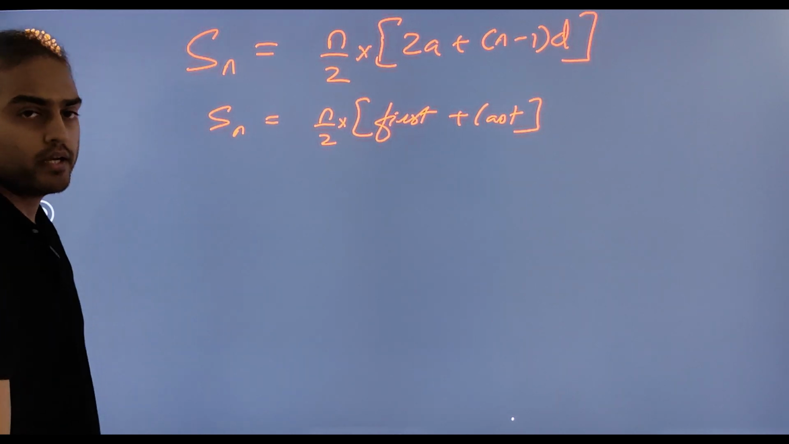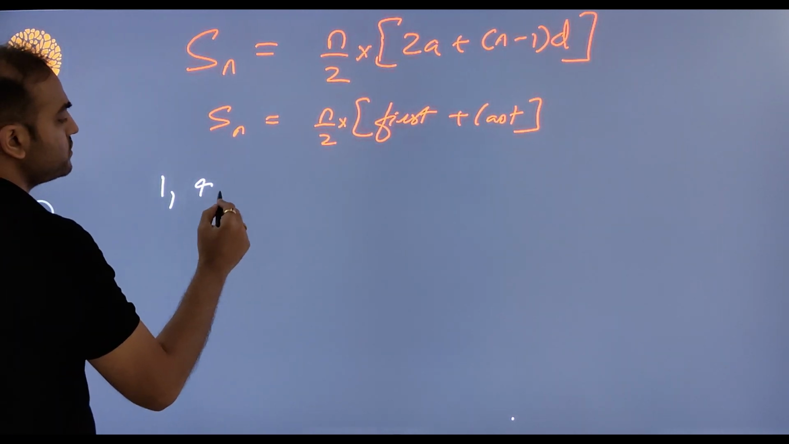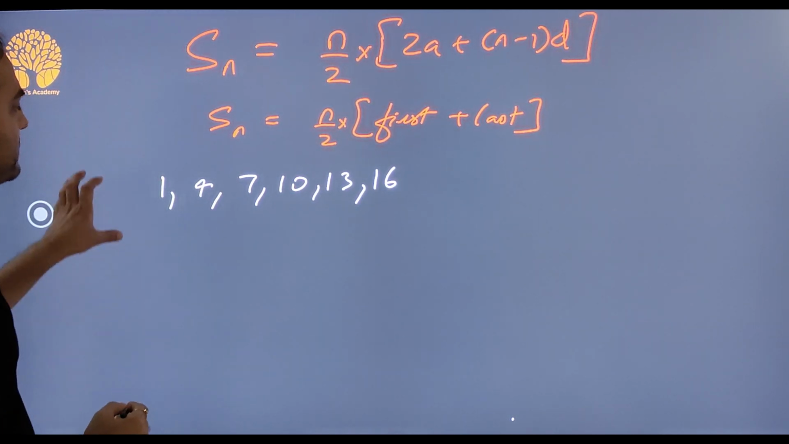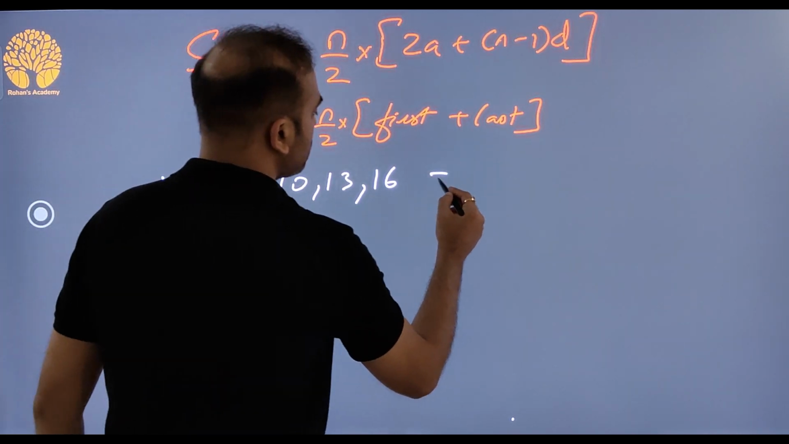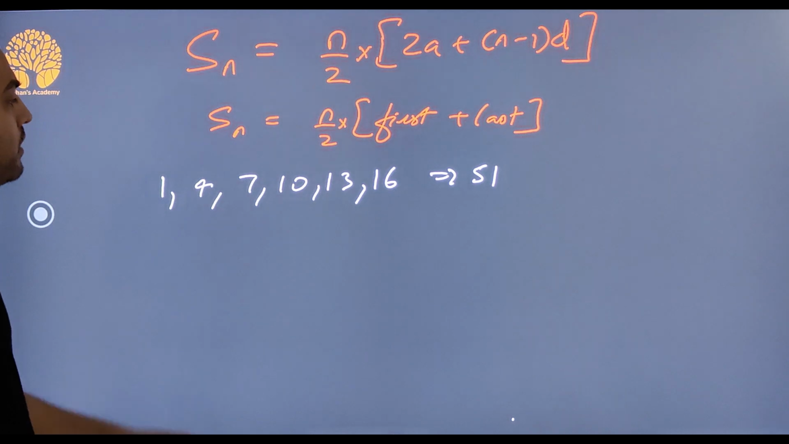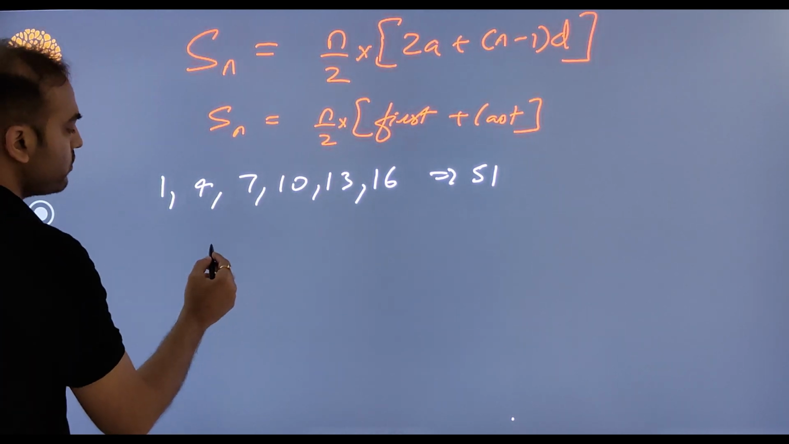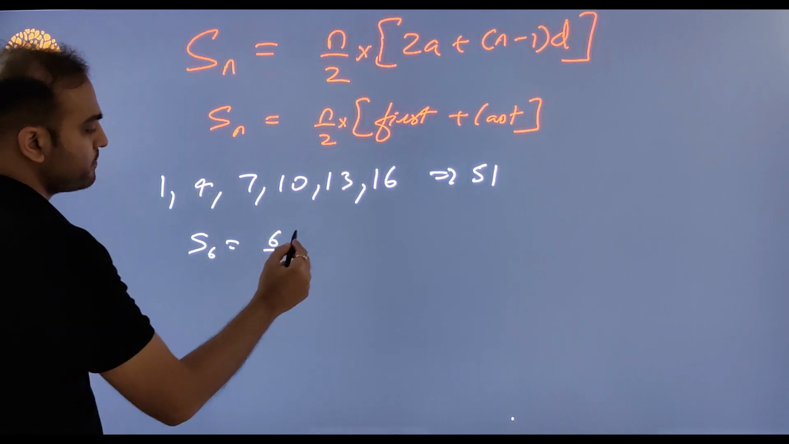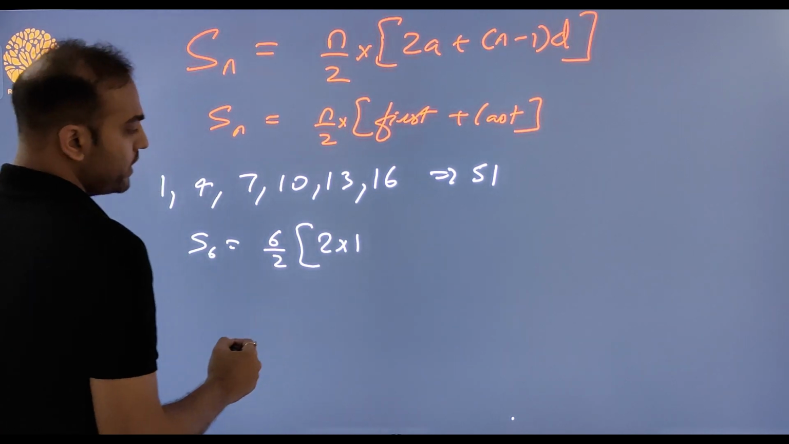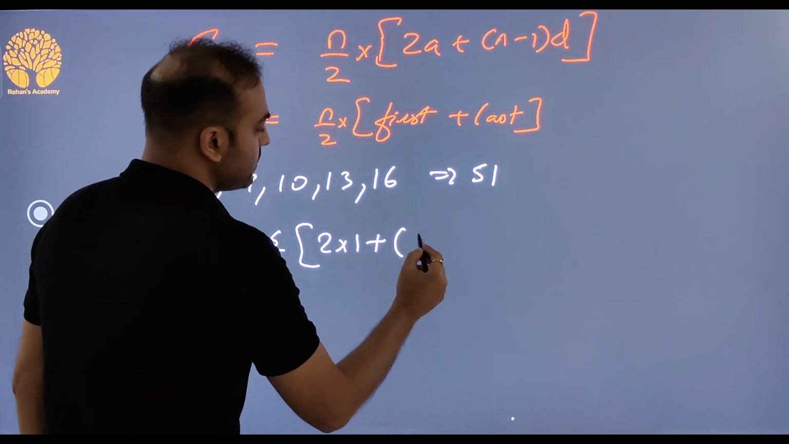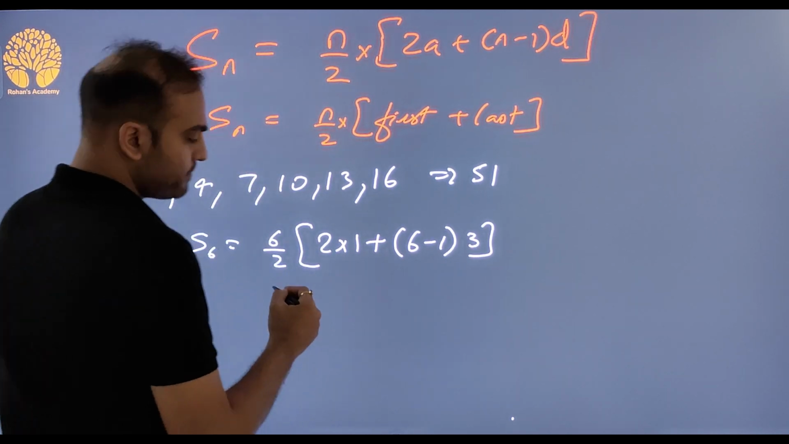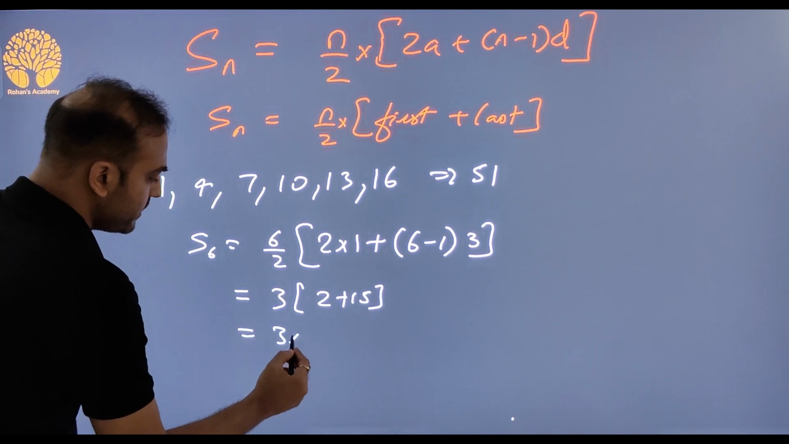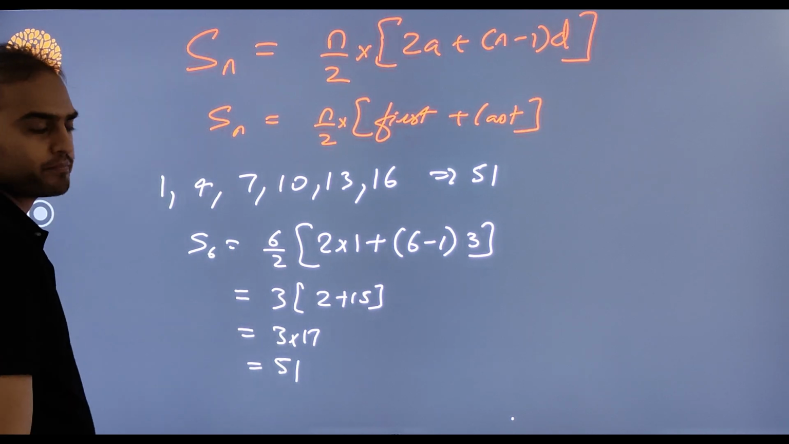Let's look at it. Again the series was 1, 4, 7, 10, 13, 16. If I just add all of this, it comes out to 51. These are 6 terms. So if I want to find the sum of 6 terms, I'll simply write 6 by 2 into (2 into 1, because a is 1, plus (6 minus 1) into 3). That is 3 times (2 plus 15), 3 times 17, 51.